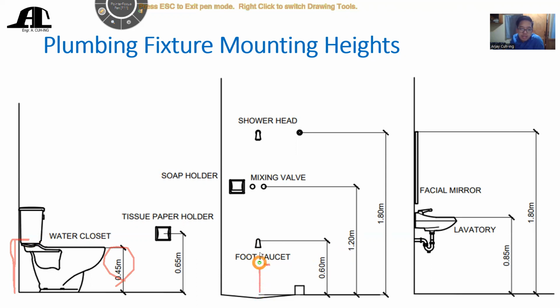So, pag faucet naman, class, normally, faucet tsaka hose bib to. Okay. Ang normal mounting height natin, class, is 0.6. Pag shower naman, again, we have ito, 1.8. So, for lavatory, kitchen sink, 0.85 tayo.